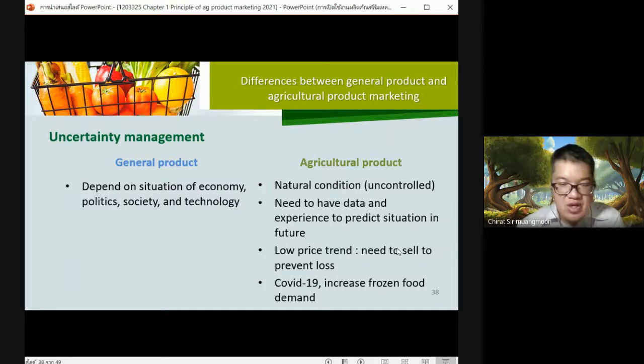Or we need to monitor the change of the current situation, like COVID-19. During COVID-19, they did not allow people to cook or have food at the restaurant. So frozen food or canned food increased in demand. So this is uncertainty management.